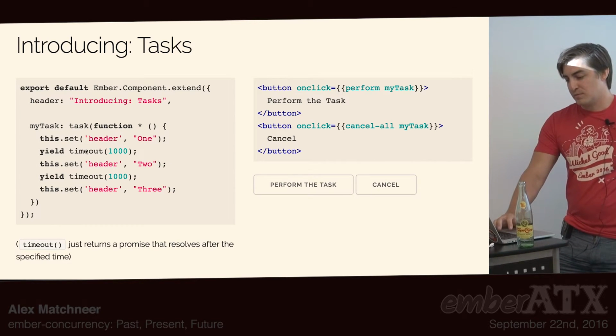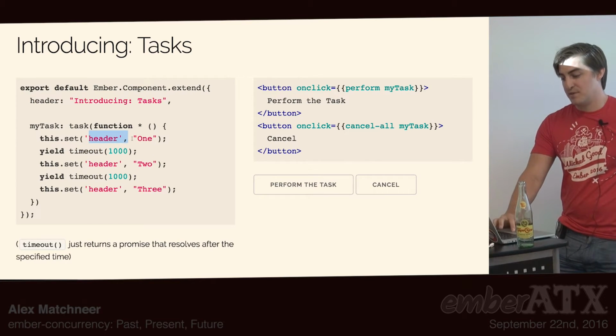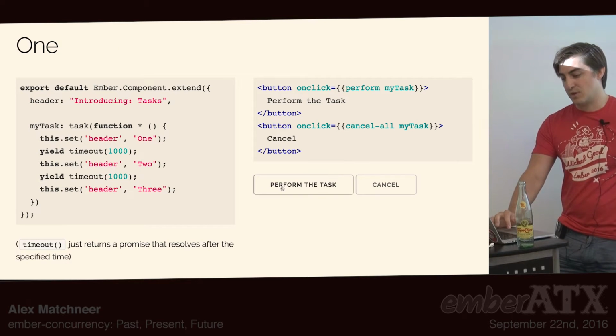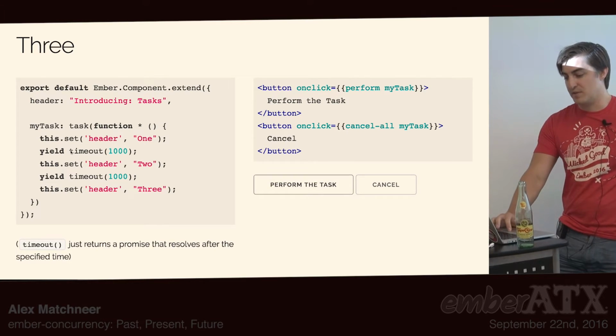And so what this task does is basically it's going to set header to 1, wait for a second, set header to 2, wait another second, set header to 3, and then it's done. And that's what it looks like. And for what it's worth, this timeout function right here just returns a promise that resolves in 1 second, or how much time you give it.